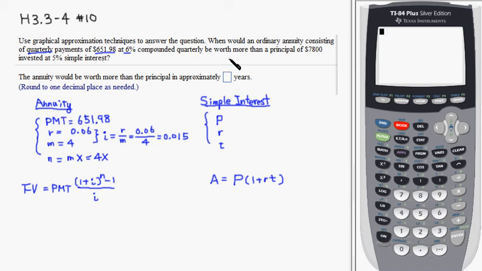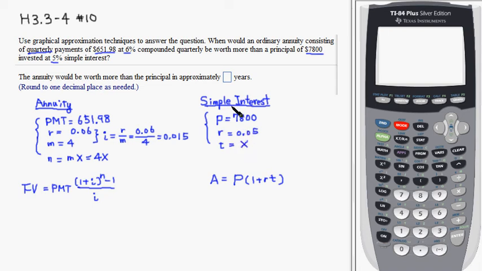All right, how about the simple interest? It says that the principal is 7,800. So P is 7,800. That's pretty easy to figure out. And it's invested at 5%, so R is going to be 0.05. T again, we have X for the variable, so we use X for T.